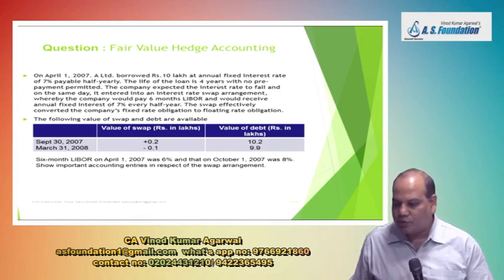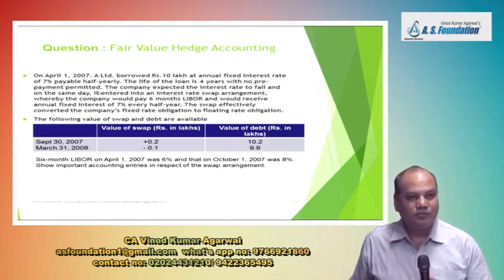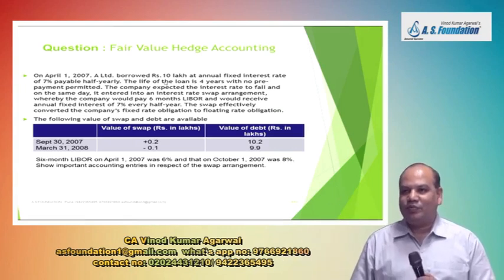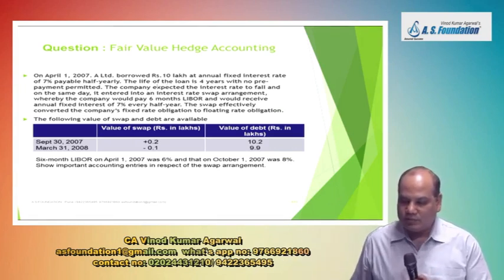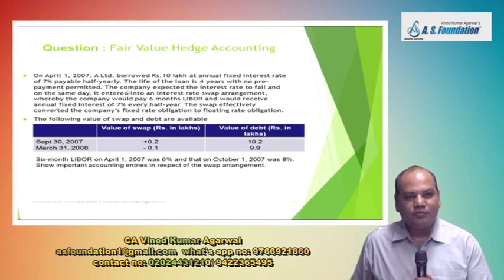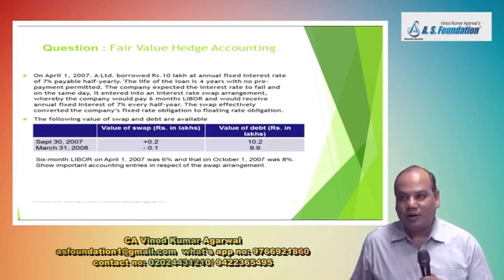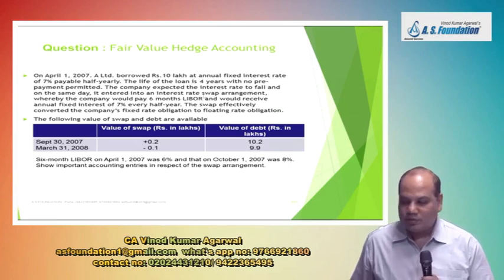The life of the loan is 4 years. But there is a problem: no prepayment permitted. Prepayment is not allowed. Once you have borrowed, keep paying 7% for the next 4 years. The company expected the interest rate to fall. But after taking the loan at a fixed rate, now they are worried that the interest rate may fall and we are stuck with a high interest rate. And you can't prepay the loan. Still you want to pay a lower interest rate. Can we achieve this? Yes.